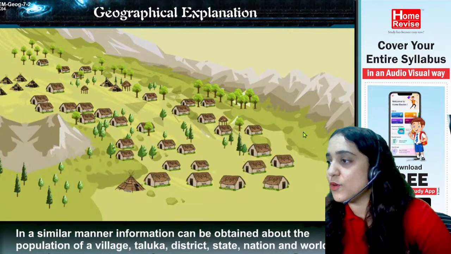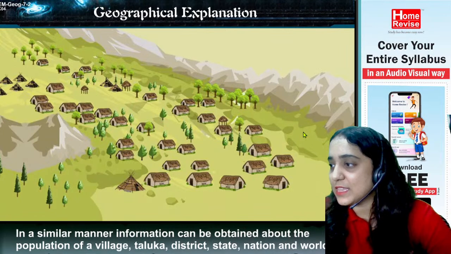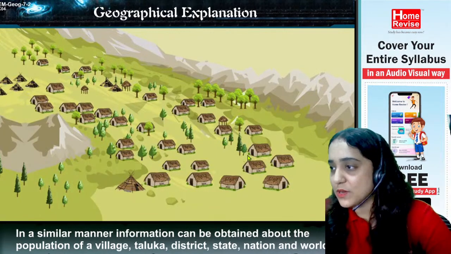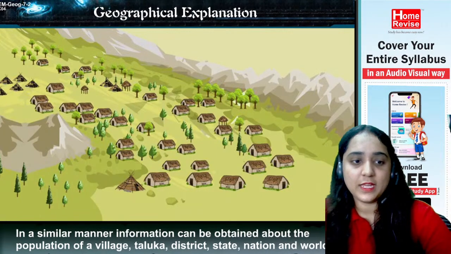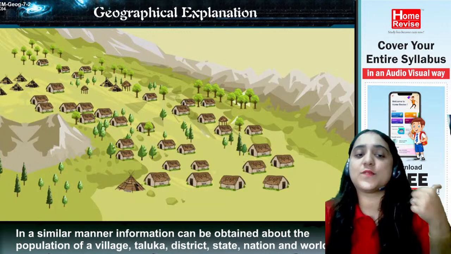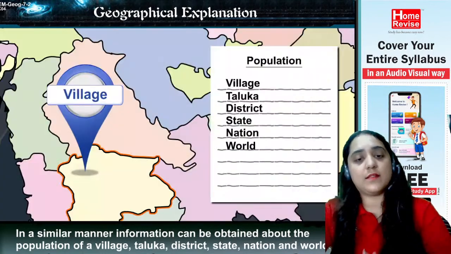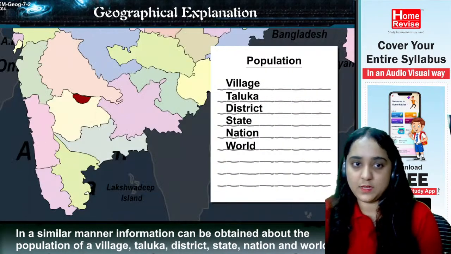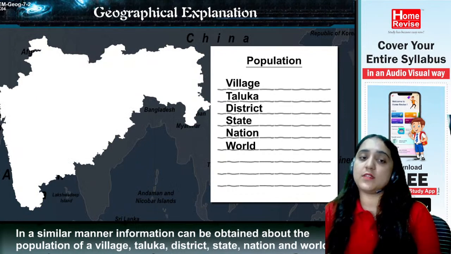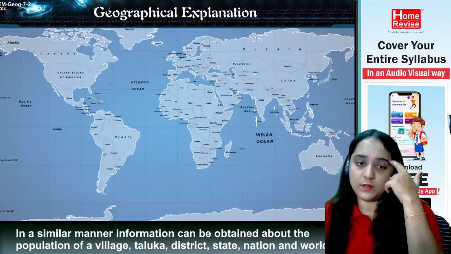Yes. So hi Anjali. Yes, hi Satish. Yes, correct. Very good Satish. Very good. Correct. That first we will go line wise. First we will see the population of the village, then we will see the population of the taluka, then district, state, nation, and world. Okay.